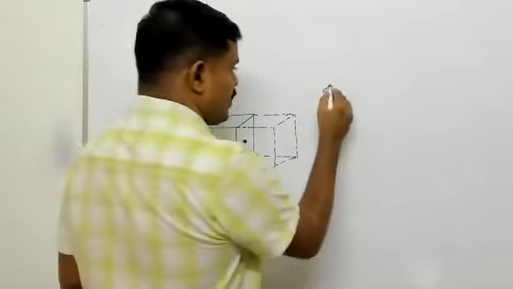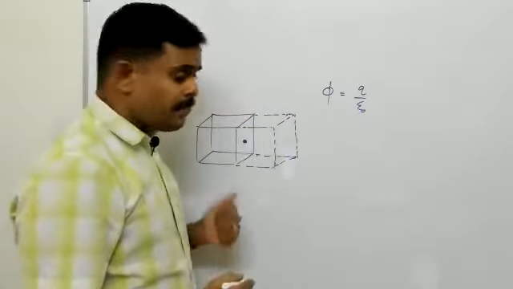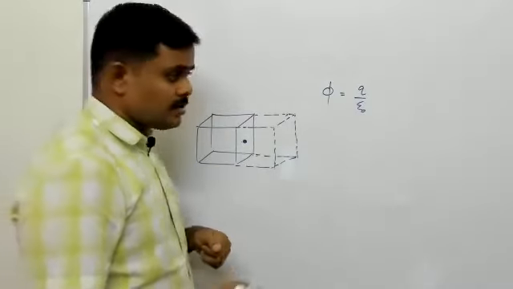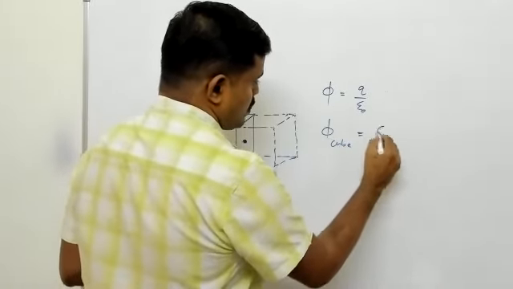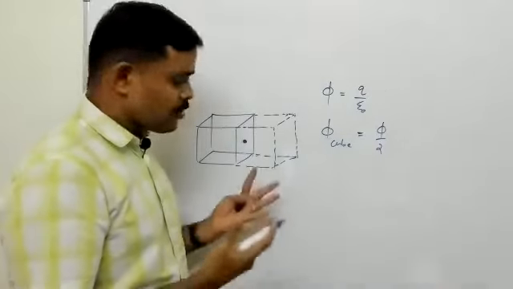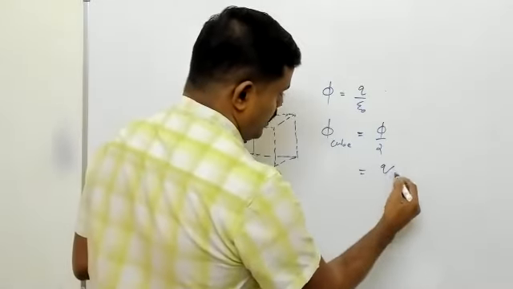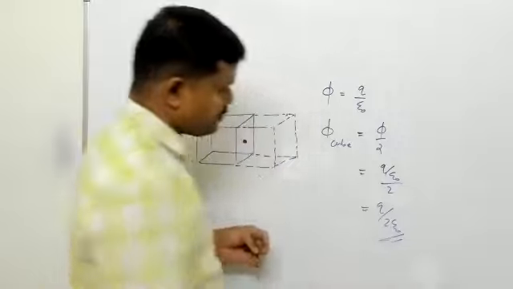What is the equation for total flux? It is Q by epsilon 0. This flux is passing through how many cubes? There are two cubes here. So flux through one cube is what? Both the cubes should get an equal amount. Flux should be evenly distributed, right? So that is Q by epsilon 0 by 2, that is Q by 2 epsilon 0.